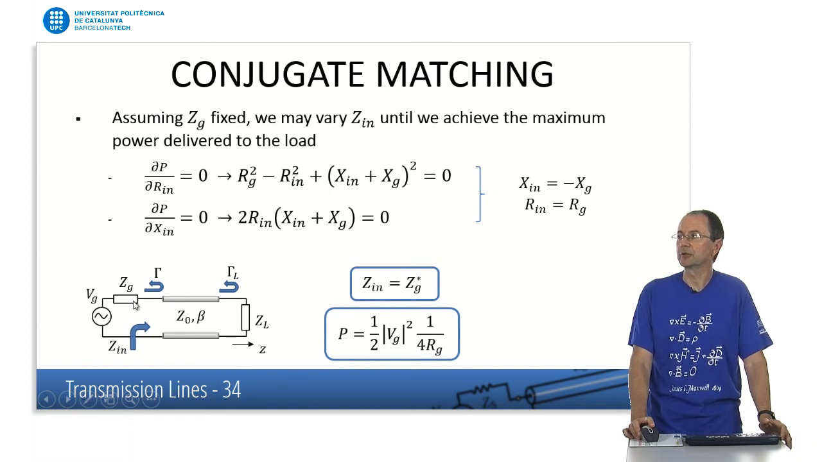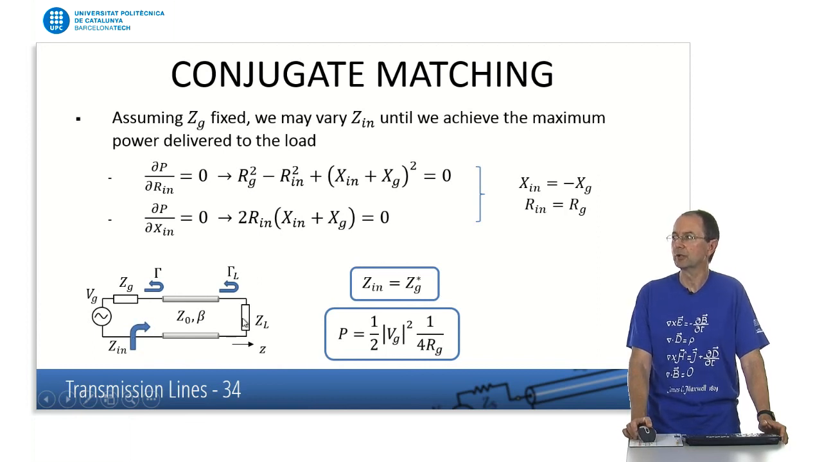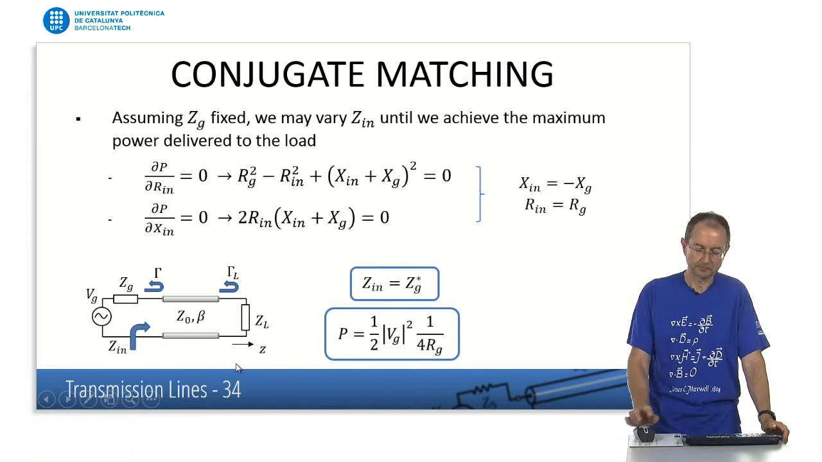This is what is called the conjugate matching situation, which maximizes the power transferred to the load. In this case the maximum corresponds to this expression, which involves the voltage of the generator and the real part of the impedance of the generator.